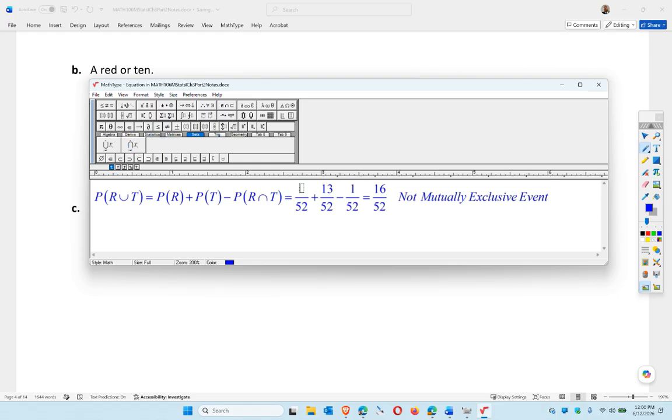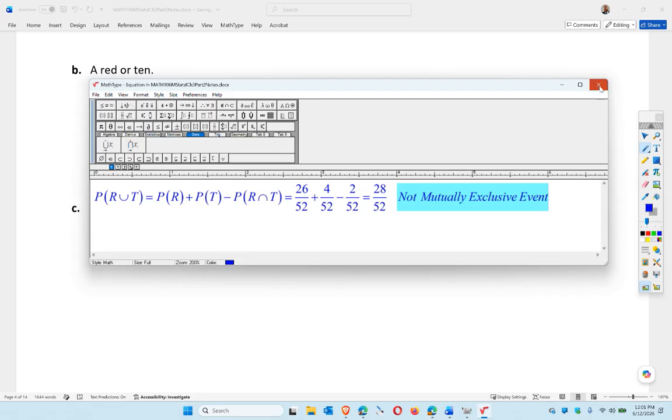Okay, so red cards, there are 13 hearts and 13 diamonds. That's 26 red cards. And there are 4 10s. So the question is, what's the overlap of reds and 10s? Well, you have a diamond that's a 10, and a 10 that's a heart. So there's 2 of them, aren't there? All right, so that's really 30 minus 2, so 28. So clearly, again, this is not a mutually exclusive event, because you can be both at the same time.